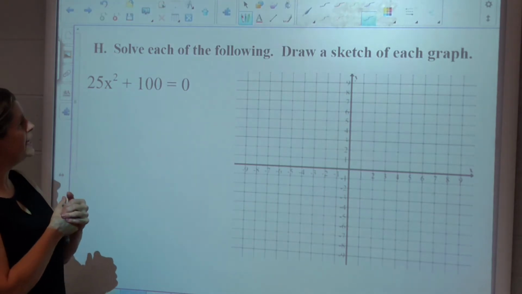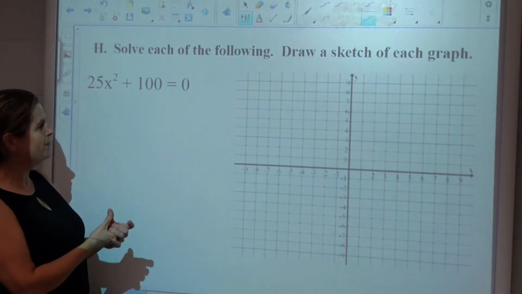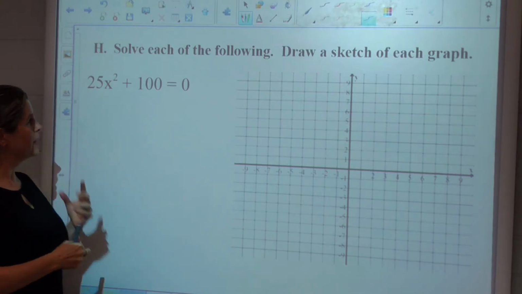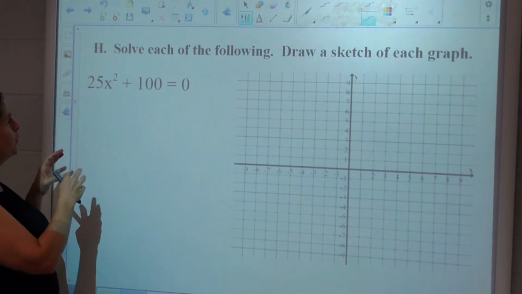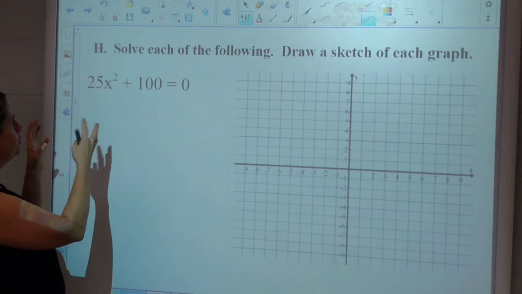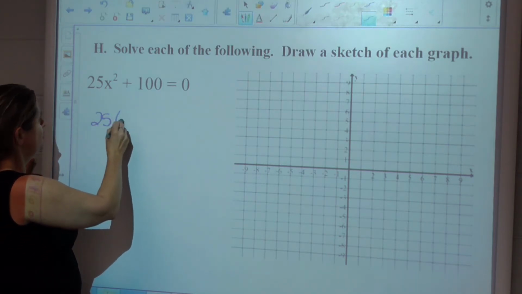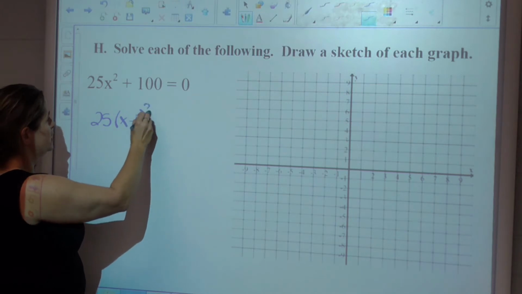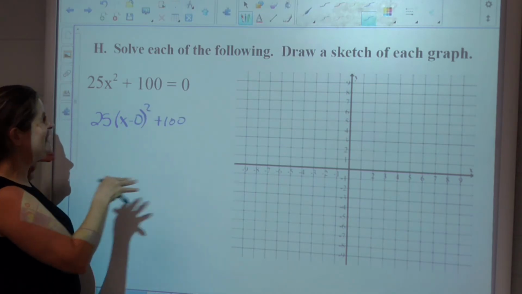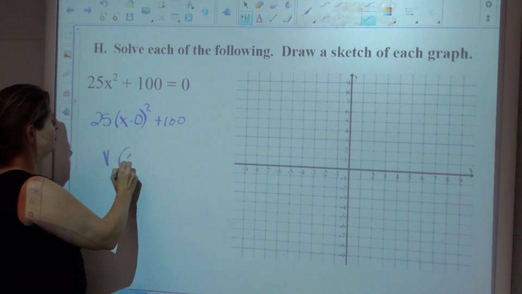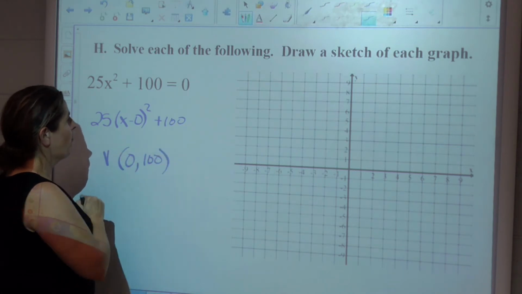And lastly, we're going to look at a little bit of graphing. These are things that we have been doing. So let's just kind of look through what we know. If I were going to graph this, I hope that you would think of that in terms of 25 times x minus 0 squared plus 100. It is in vertex form already. So therefore, our vertex would be 0 and 100, right?